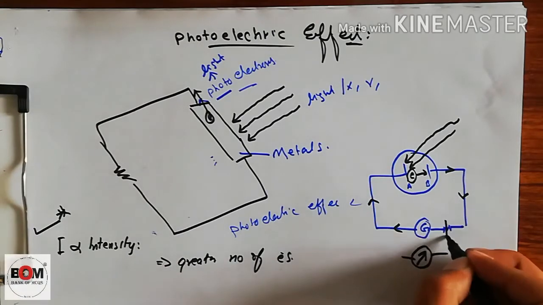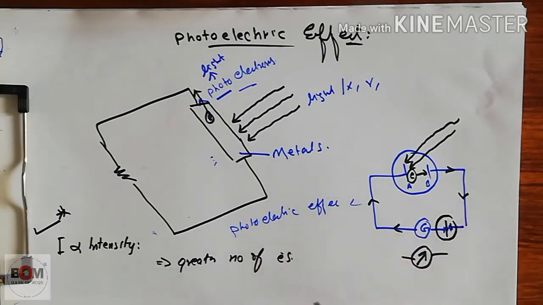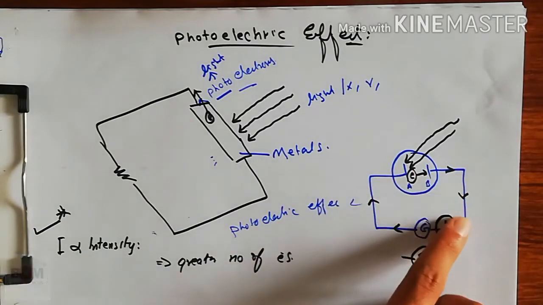The next, if we connect voltage to it, due to this battery, the electrons will be attracted and move towards the battery.